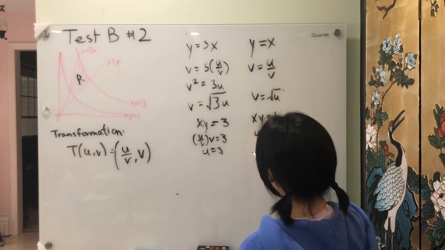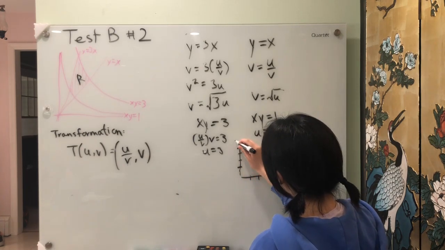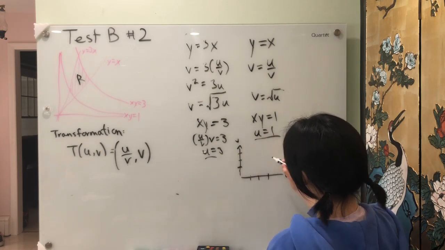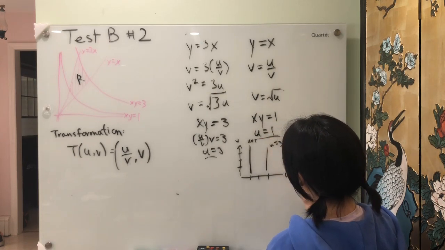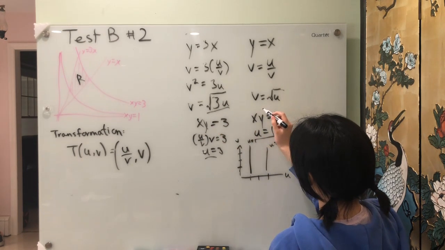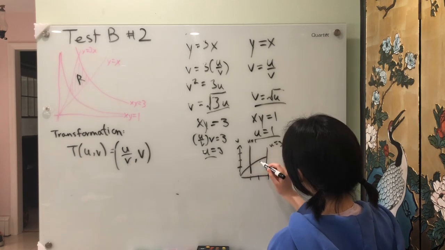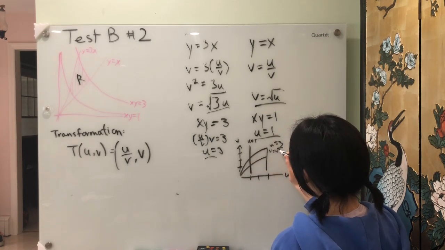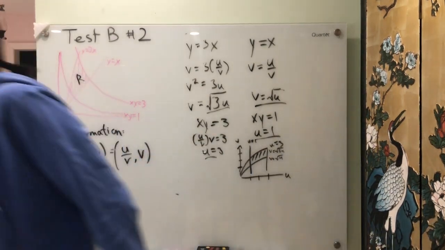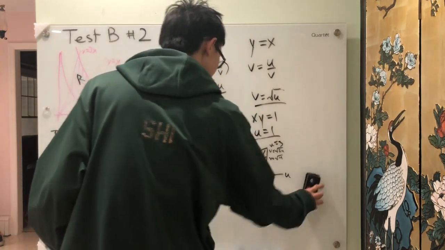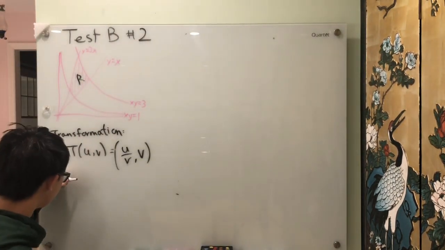So then we can draw out B. So B has to be between u equals 1 and u equals 3. So this is u equals 3 and this is u equals 1. And then it has to be also bounded by v equals square root of 3u and v equals square root of u. So therefore you would get this line here and also this line. This is v equals square root of 3u and this is v equals square root of u. So then this is B you want to find. I'm going to redraw that down here.